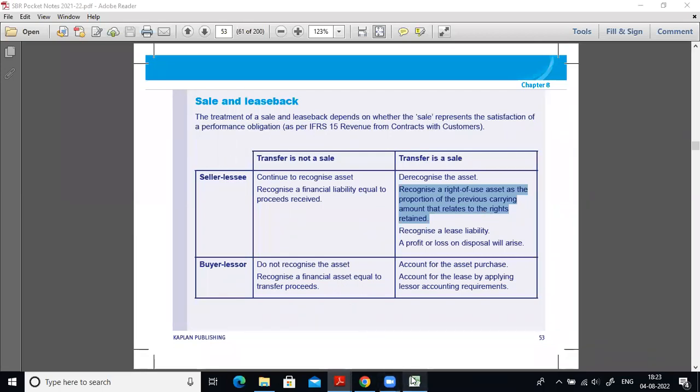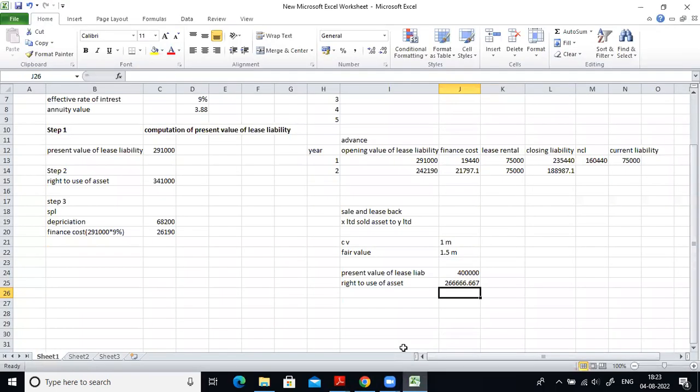Any question, participants, on this computation? Shall I show a small question on this? Will you try to understand? Just let me show this. Yes, it is the rights retained. Correct, Neil. This 2,66,000 is the right to use of asset, the rights retained.